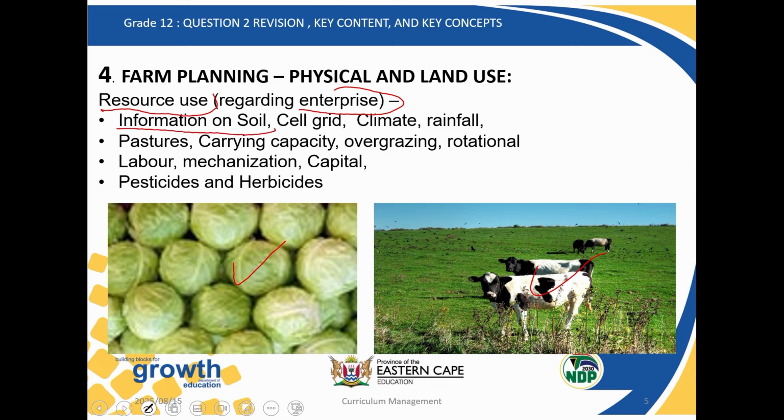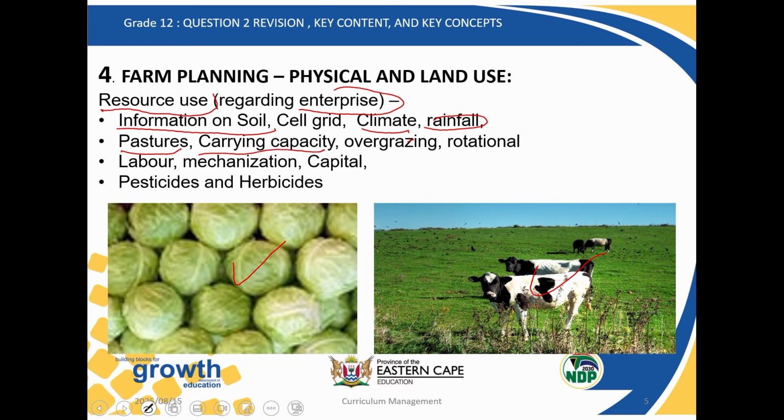Now, let's look at this picture here showing cabbages. Information about the soil. For these cabbages to be produced, one has to understand the type of soil, the soil temperature, the pH of the soil, as well as the rainfall, the patterns, the seasons, and so forth. But if you look at this picture here, it's about pastures here. It's about the carrying capacity.